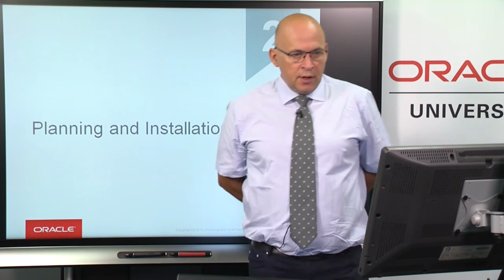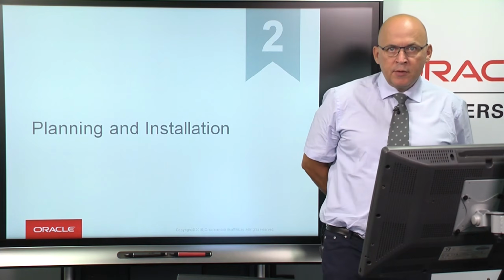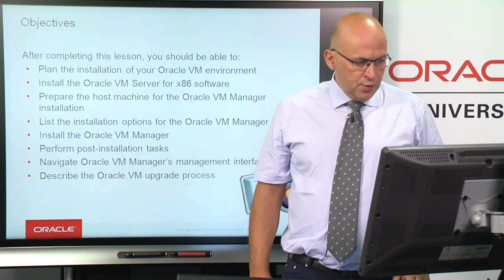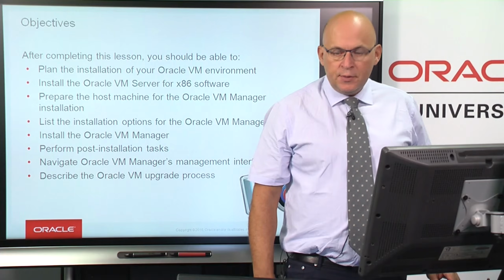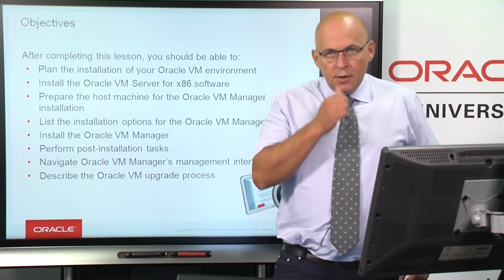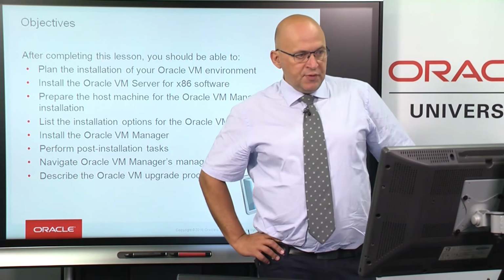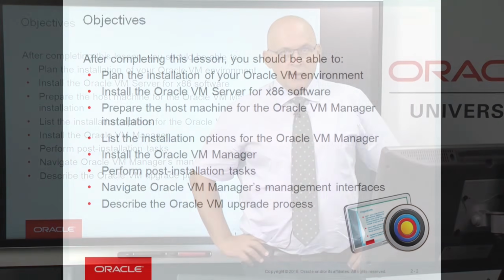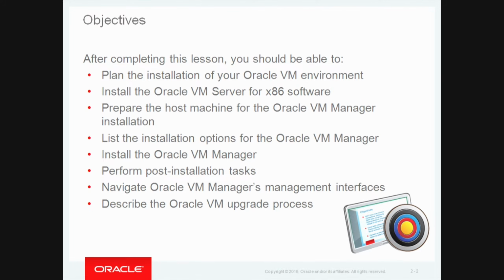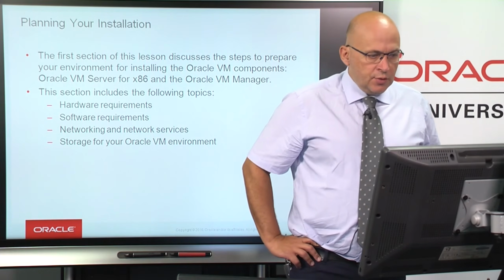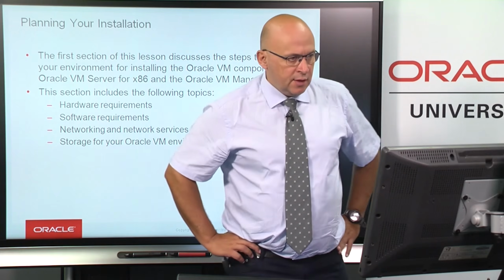So, hello again. In this chapter, we will see how you have to plan and how you have to install the product. Whenever you install it, you have to install two components. One is the Oracle VM server on the physical hardware, and the other is the Oracle VM manager, which has to be installed in a Linux environment. We will see all the necessary steps that you need to perform, and how you have to install it on both sides, the manager and the server.